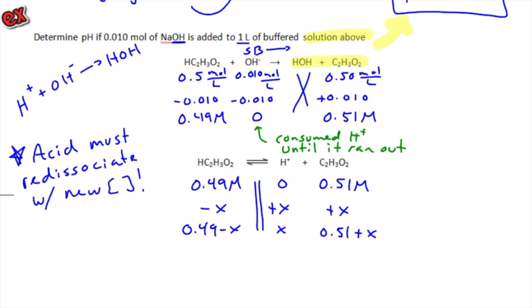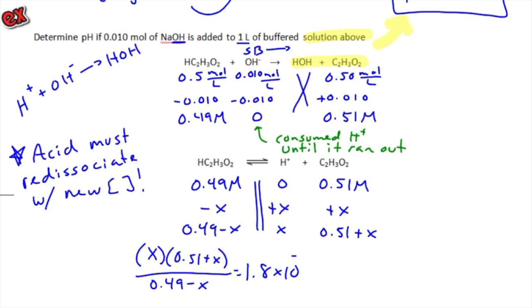And then I plug this into my equilibrium expression. Right, my X is going to equal my H plus. Again, I'm shortening this up a little bit. You can get that calculation. But then when I'm finally done, my pH is 4.76.